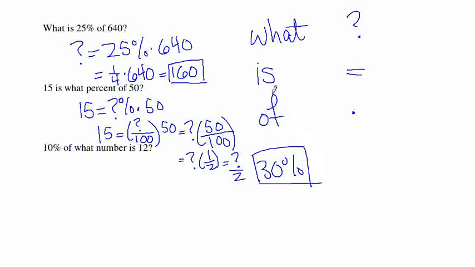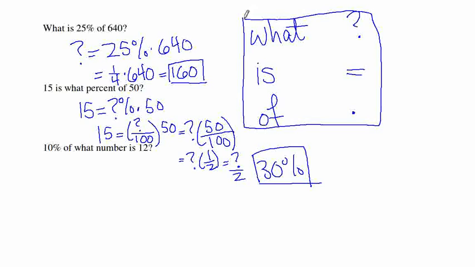All right? Now, notice for all of these problems, I'm using the same 3 symbols. I'll put a box around our symbol list. Okay, and then let's do the last type. So 10% of what number is 12?